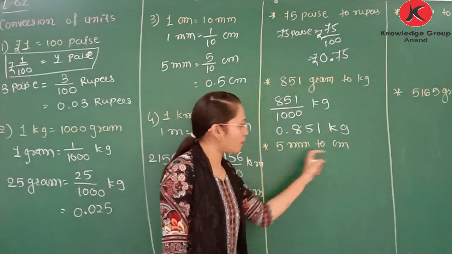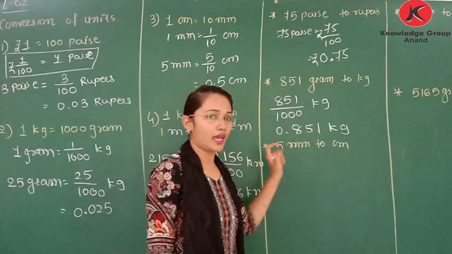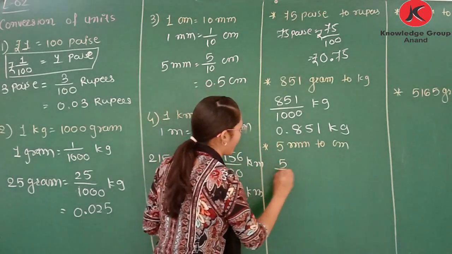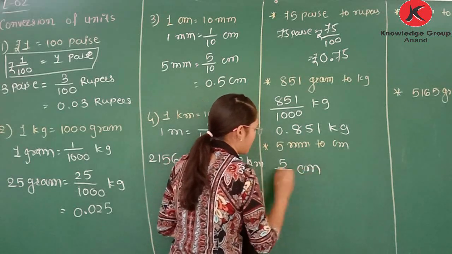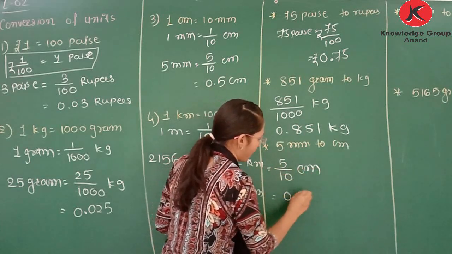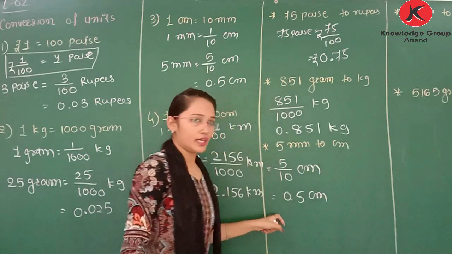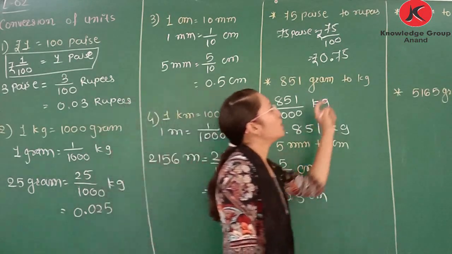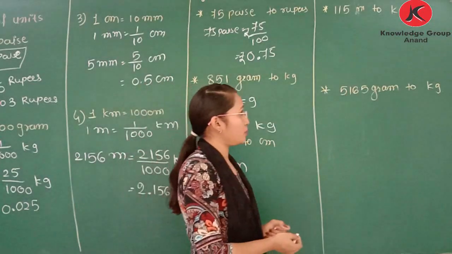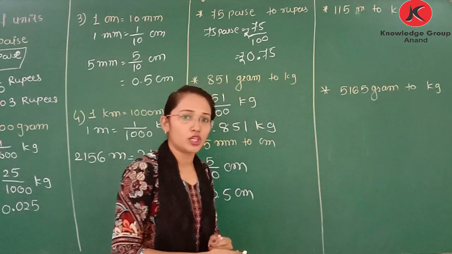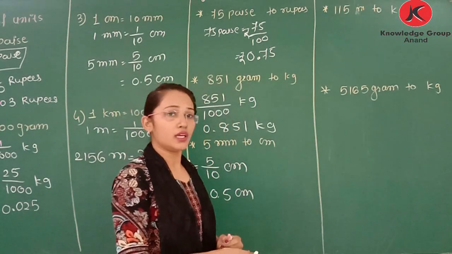To convert mm to centimeter, divide by 10. So it is 5 by 10 centimeter. It is 0.5 centimeter. Clear? Now next one, 150 meter to kilometer. Now meter to kilometer means divide by 1000.